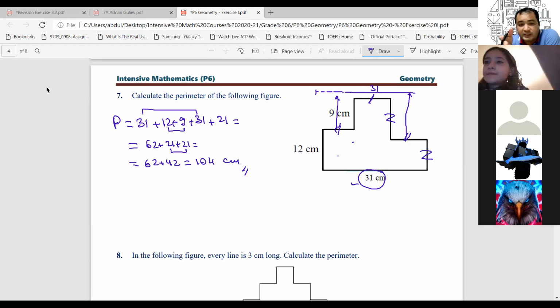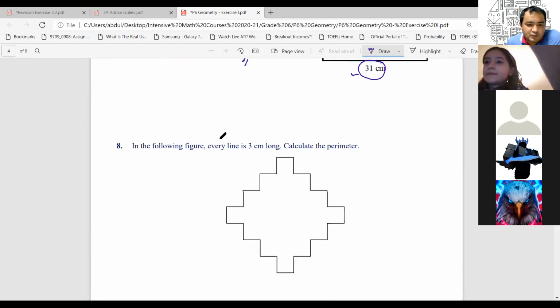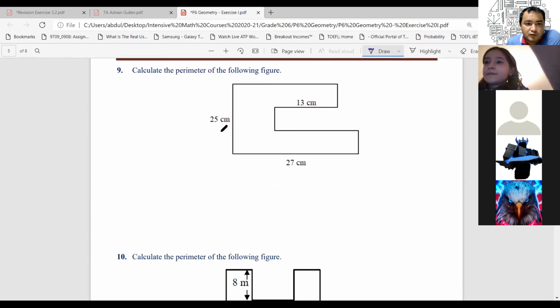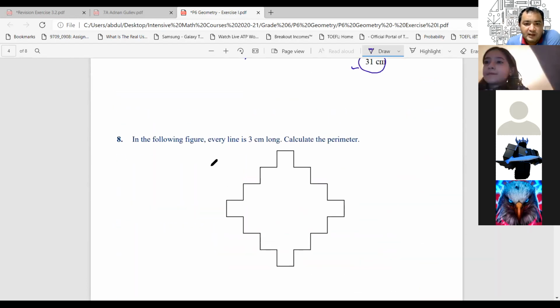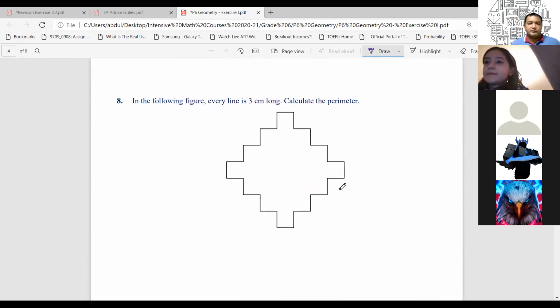Sadi, did you understand this? It's 104. Yes. All right. How about this question? Maybe this is the last question. How many questions? 8, 9, 10. Okay, maybe after 2 questions we'll stop. How about this? 1.5 minutes. It says in the following figure, every line is 3 centimeters long. Calculate the perimeter.